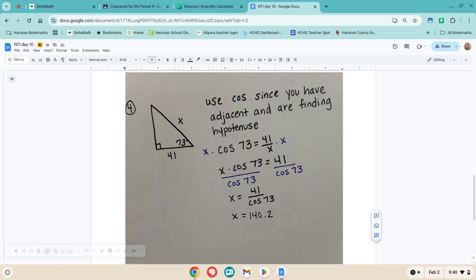Again, make sure that we're not using the inverse keys like we did with angles. We're using the regular sine, cosine, and tangent in our calculator. Pay attention to when you set it up, where does x fall? That's going to lead you through how you solve your equation.